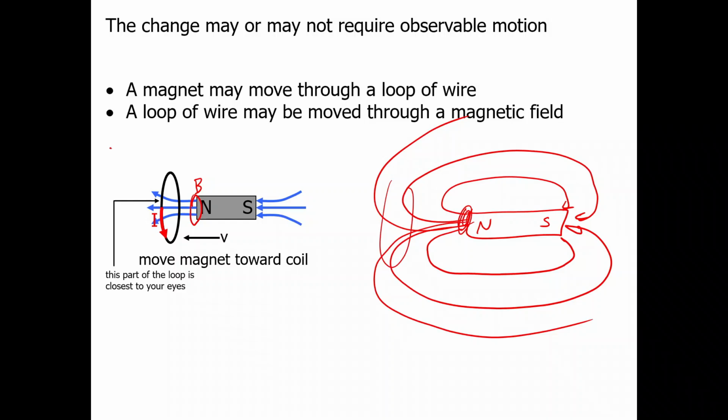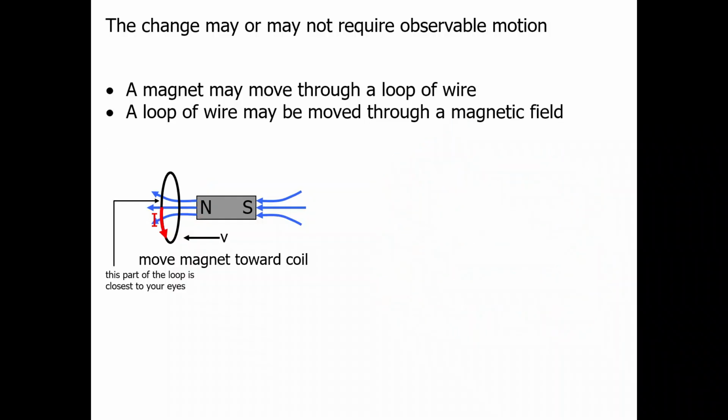And so moving that magnet in any way, shape, or form towards or away is going to cause an induced current. Now, the faster you move it, the stronger the current is going to be. And the direction you move it is going to determine which direction the current goes in the loop. Is it going to go clockwise or counterclockwise? Now there are some laws to help us with that. So that's the first example.